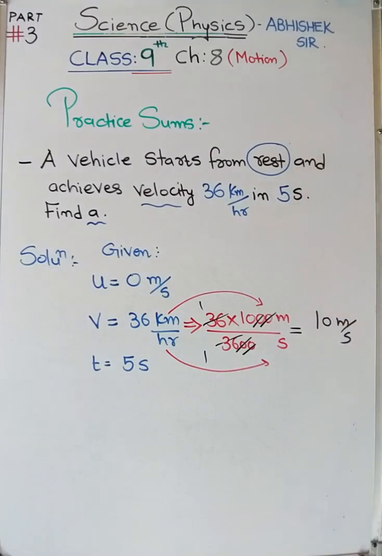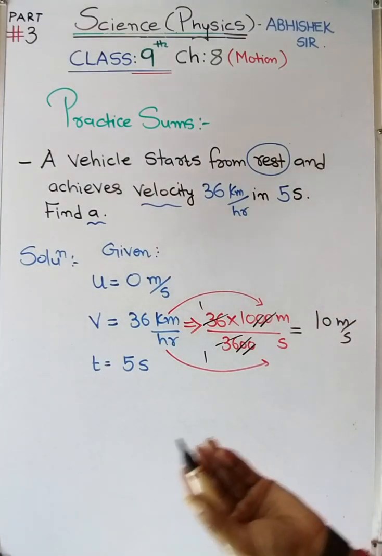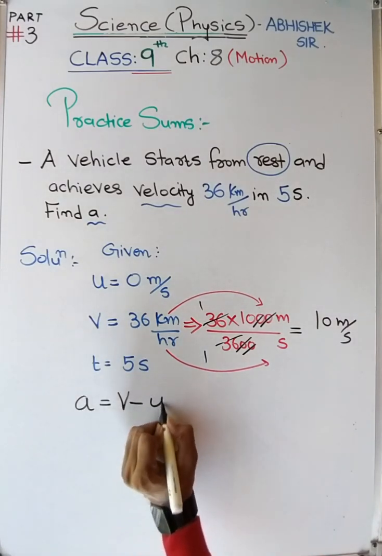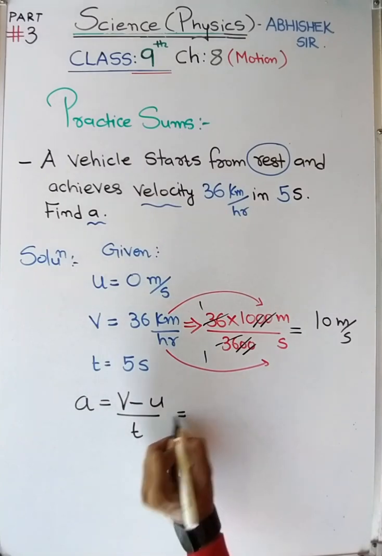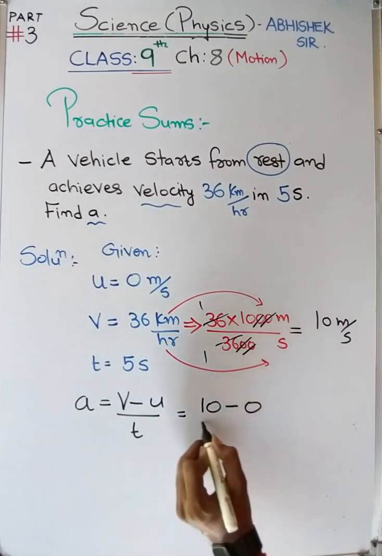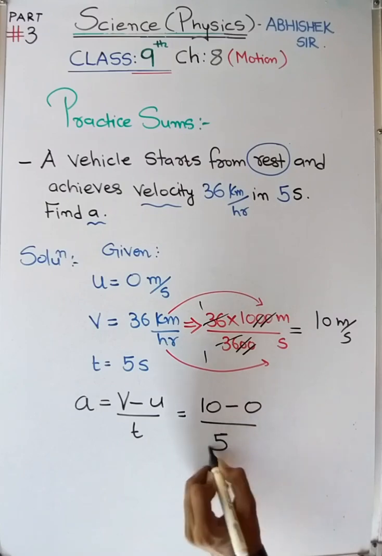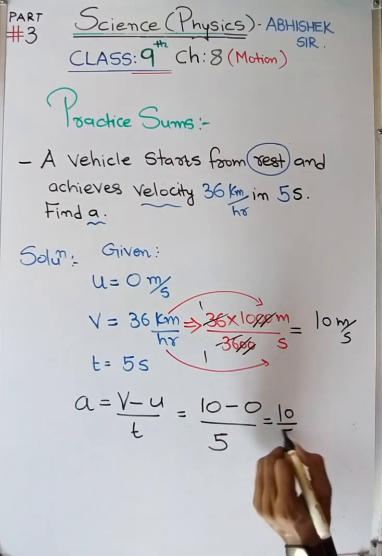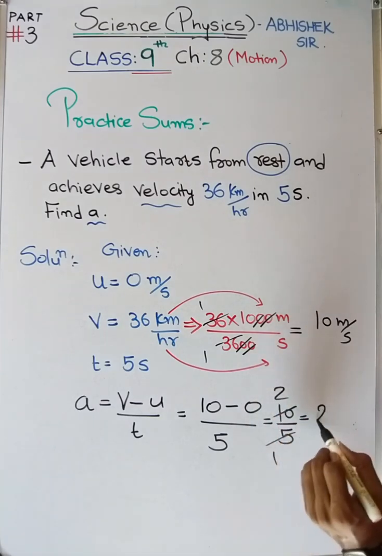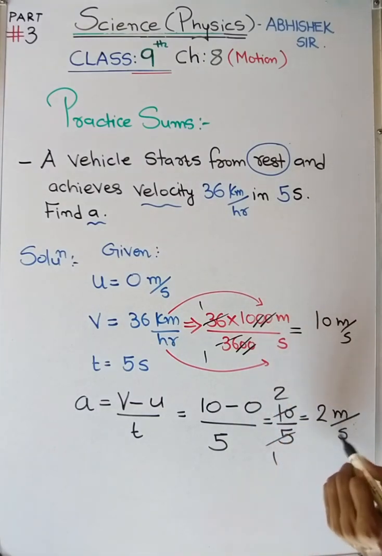Clear? Now let us go for the formula. Acceleration a equals v minus u by t. So putting the value of v, that is 10, u is 0, time is 5. So that is 10 upon 5. Ultimately the answer will be 2 meter per second square.